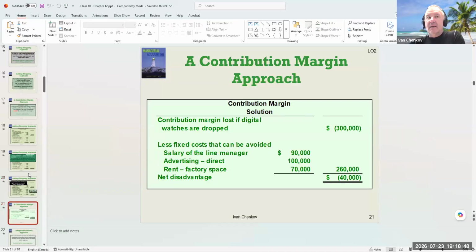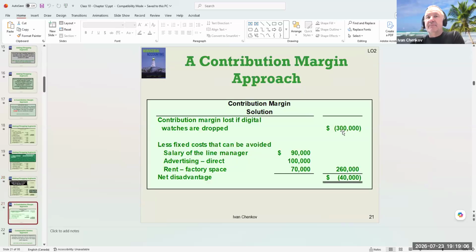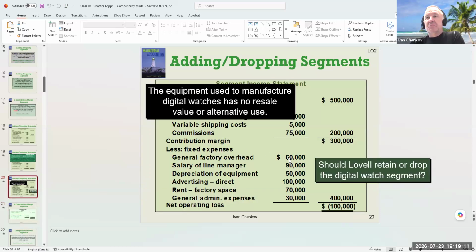Let's see. If we drop this division, the contribution margin that this division generates is gone. So we're losing $300,000. Let's see what we're going to save. Can we save on the general factory overhead? No, it's going to go to another product. Can I save the salary of the line manager? Yes, we can. Can I save depreciation of equipment? There's nothing to save. Depreciation is a sunk cost. I cannot sell the equipment.